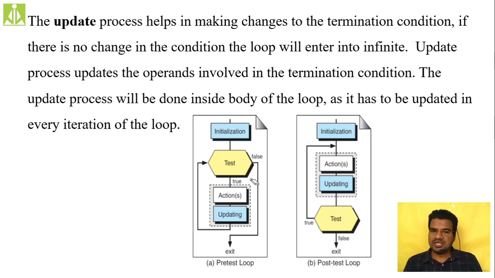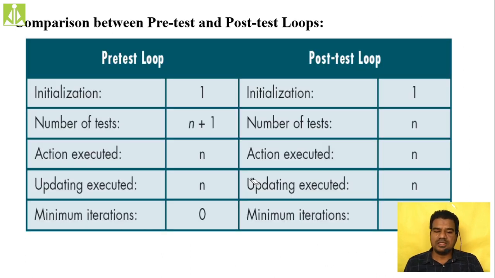Loops are a repetition process. We said they are of two types. Pre-test loops, your for loop and while loop. Post-test loops, your do while loop. Then initialization and updation, the role of which we have discussed. So now the comparison between pre-test and post-test loops. Initialization only once.